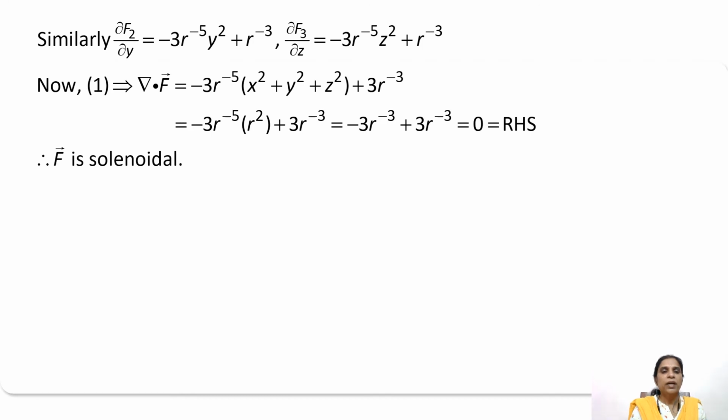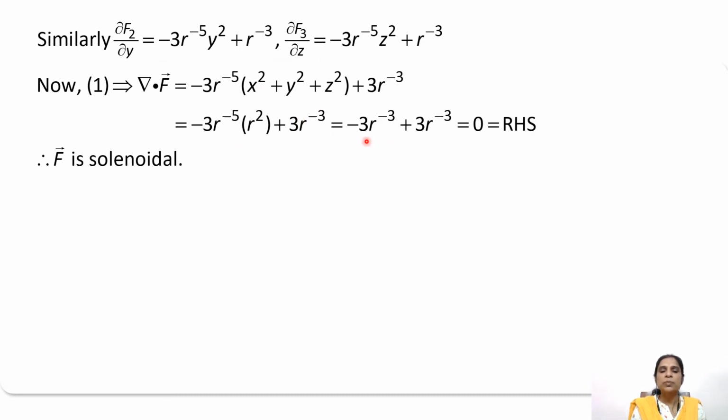Similarly, you can write ∂f2/∂y and ∂f3/∂z. Once you are ready with ∂f1/∂x, ∂f2/∂y, ∂f3/∂z, take them to equation 1, substitute everything and simplify. While simplifying, use the fact that x² + y² + z² is nothing but r².